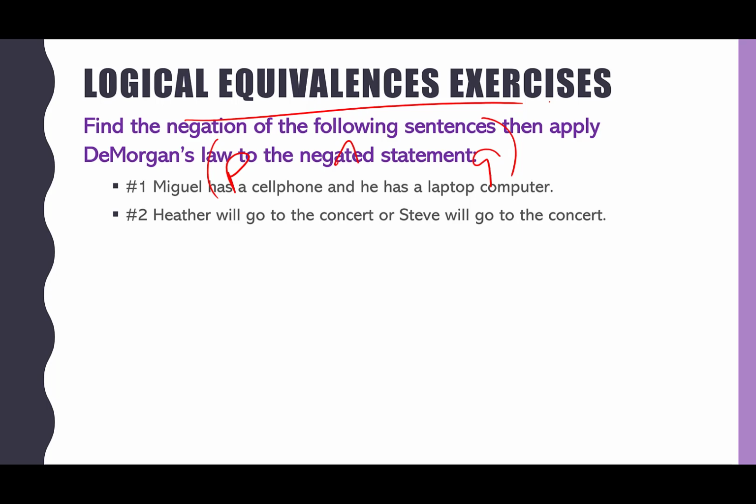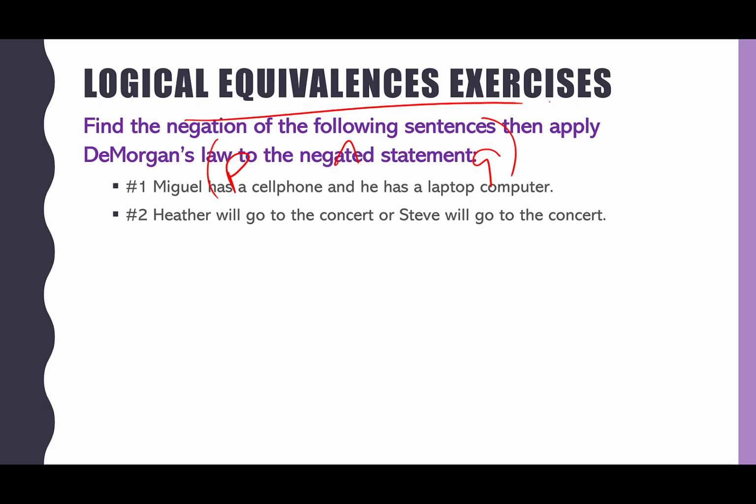Well, say the full sentence. How do we say it? It's not the case that Miguel has a cell phone or, not or. It is not the case that Miguel has a cell phone and Miguel has a laptop, right? That's what that negation says right there.